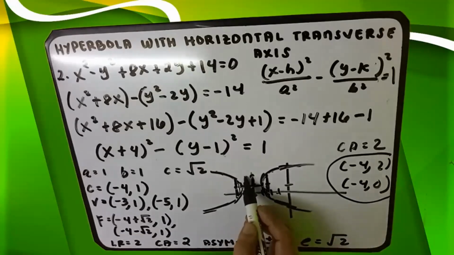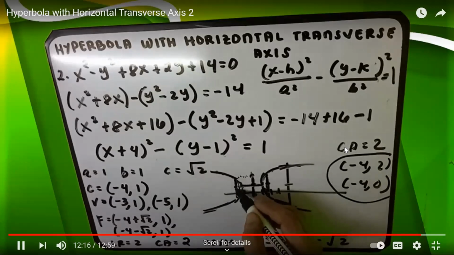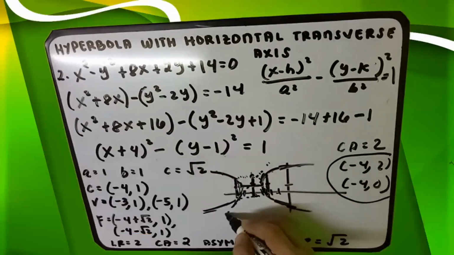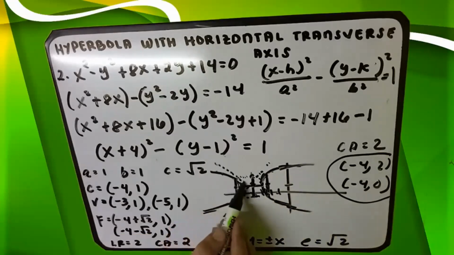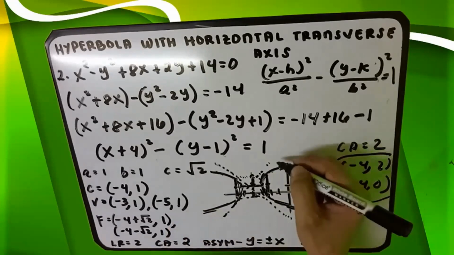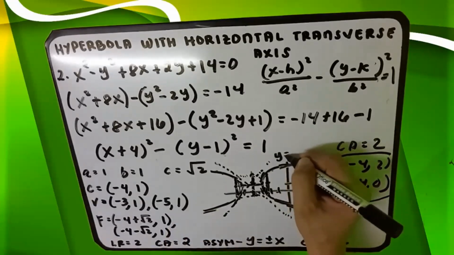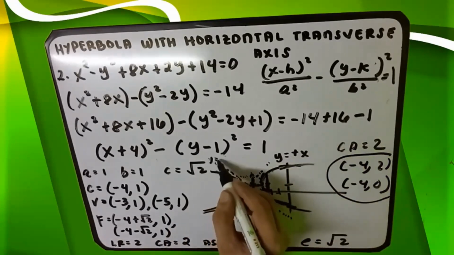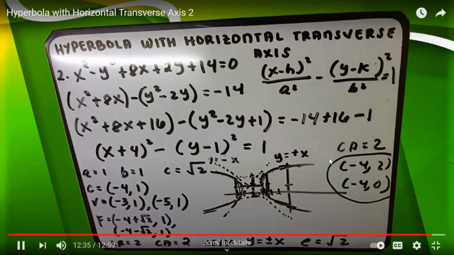Next, pag pinag-connect natin yan, kaka-form tayo ng diagonal line. Kapag connect natin yung corners, ang equation ng asymptote is y is equal to positive x. Yung isa naman ay y is equal to negative x.